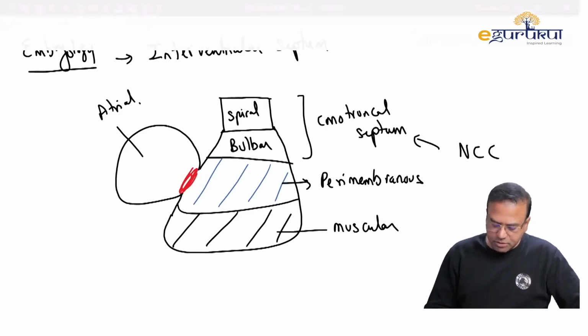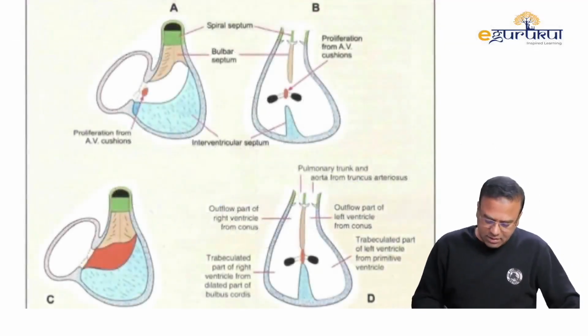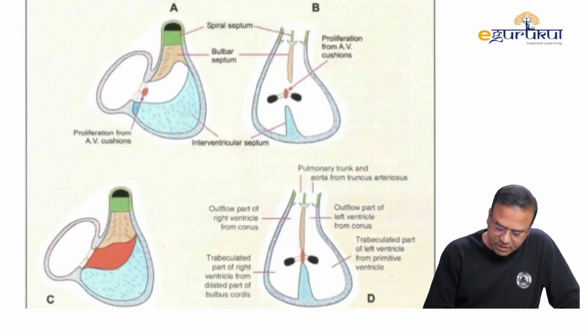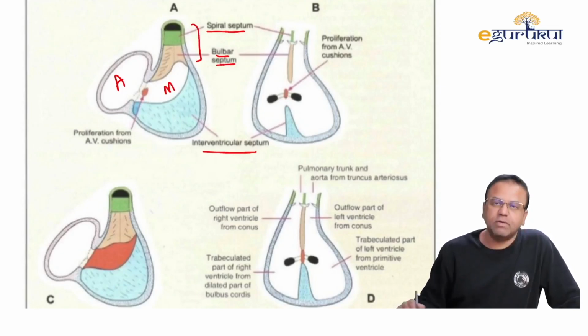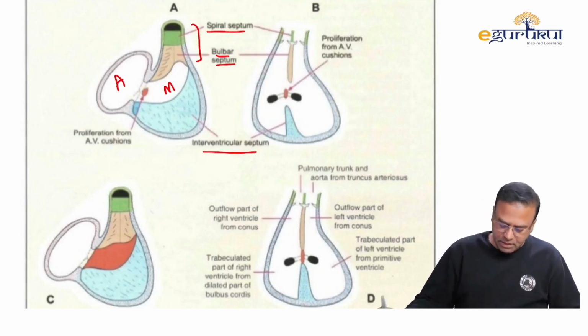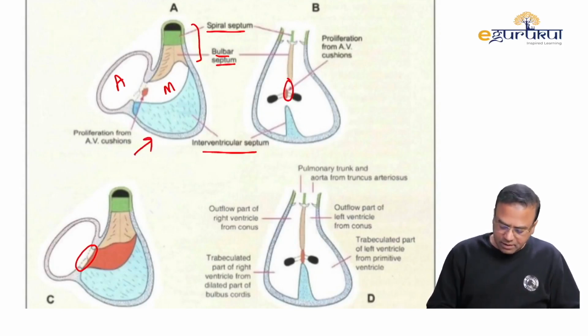So if you look at this image, you'll have a better idea about what's happening here. You can see that this is the atrial side, this is the ventricular part, there's the interventricular septum, then you have the membranous part, then you have the bulbar part of the septum, and then the spiral septum, and together the bulbar and the spiral septum is what we refer to as the conotruncal septum. And this is where the endocardial cushions are, the AV cushions or the endocardial cushions. So we are looking from the side in these two images.